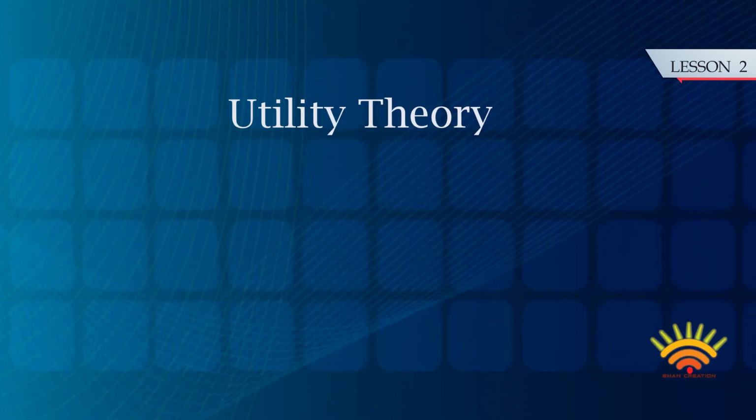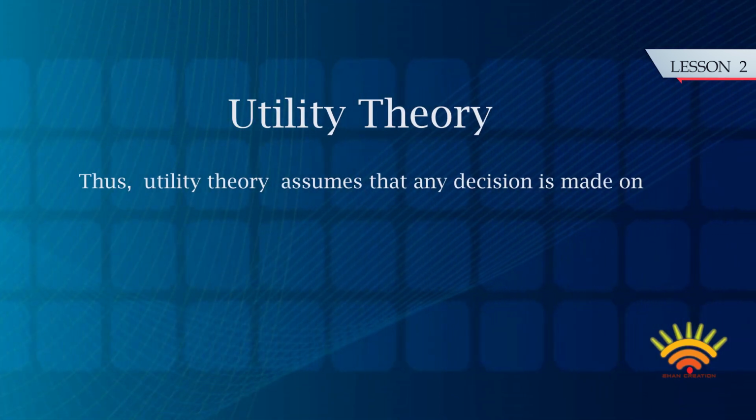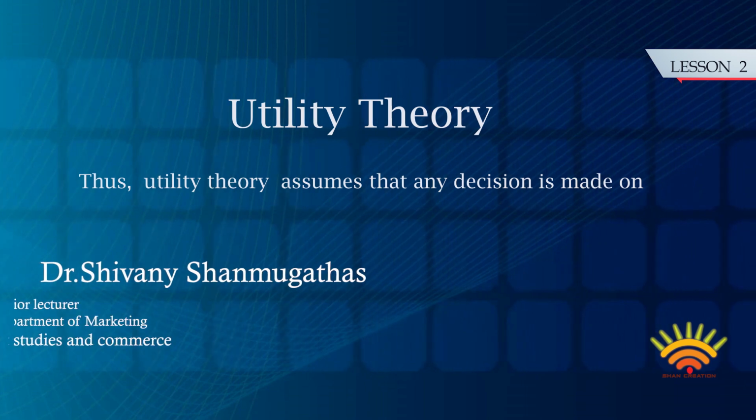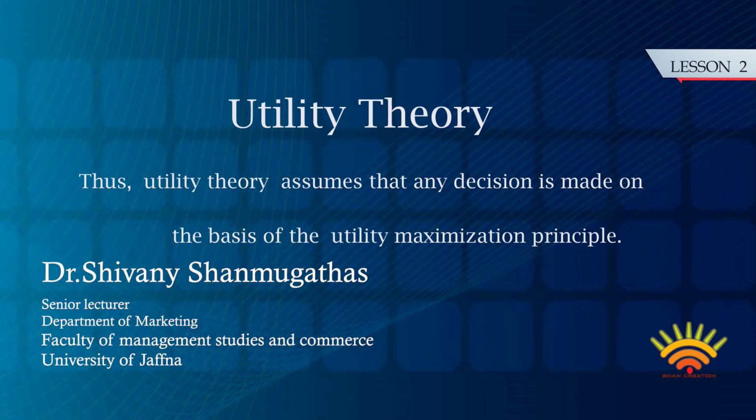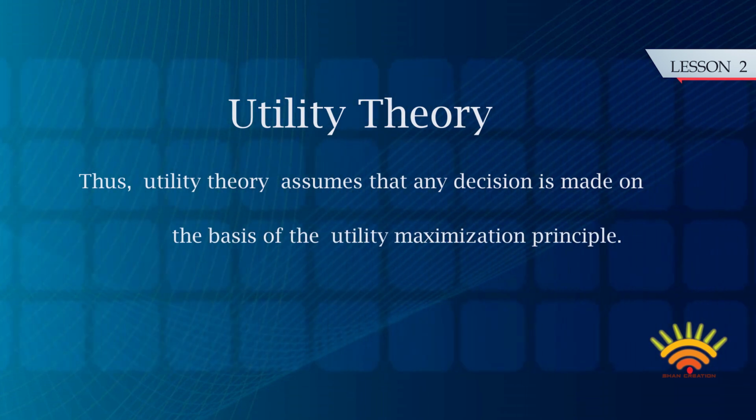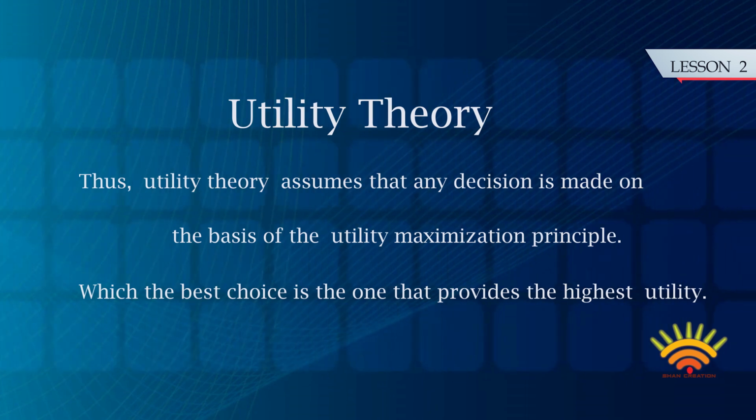Utility theory. Utility theory assumes that any decision is made on the basis of the utility maximization principle, according to which the best choice is the one that provides the highest utility or satisfaction to the decision maker. That is, consumers take decisions based on the satisfaction or utility they can get from the product. Consumers take decisions to maximize the utility at the minimum cost.